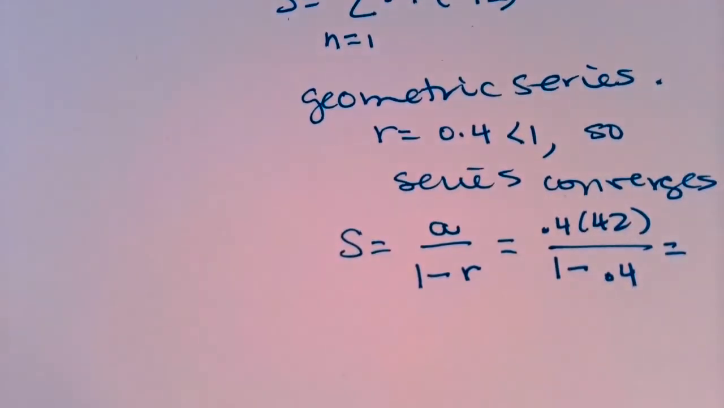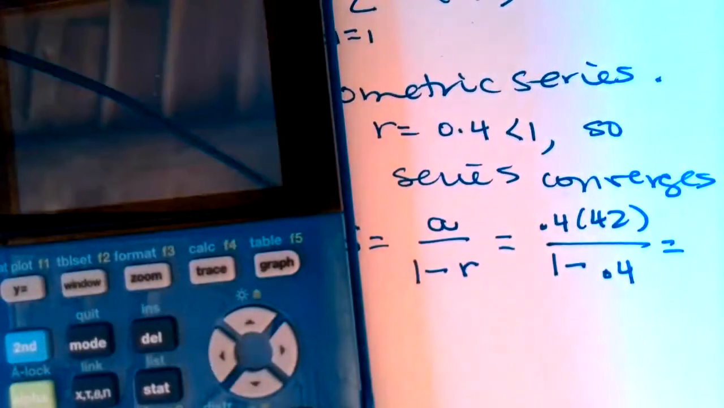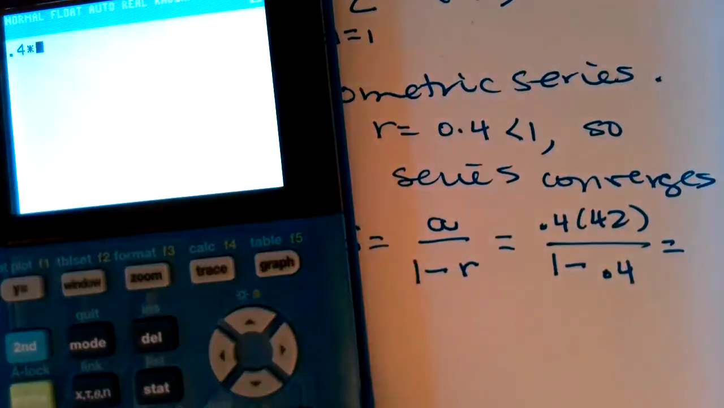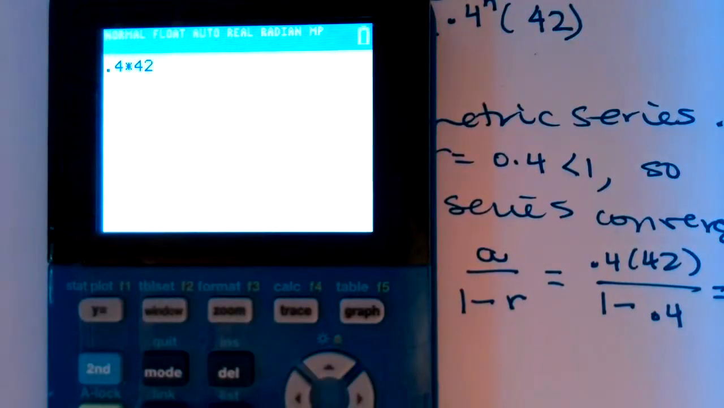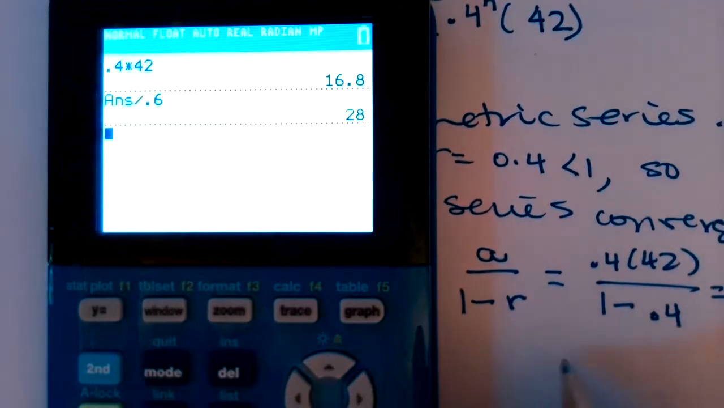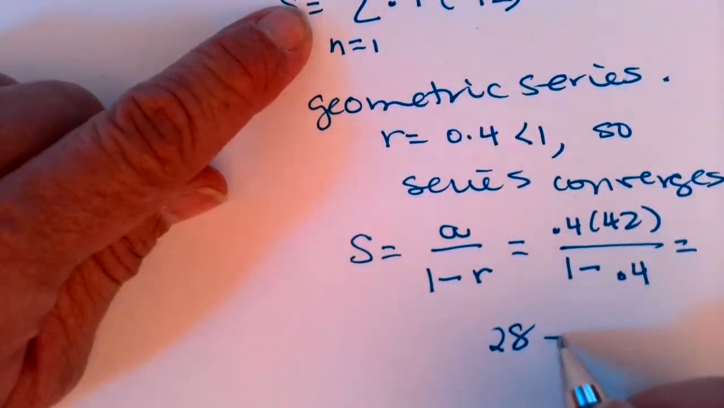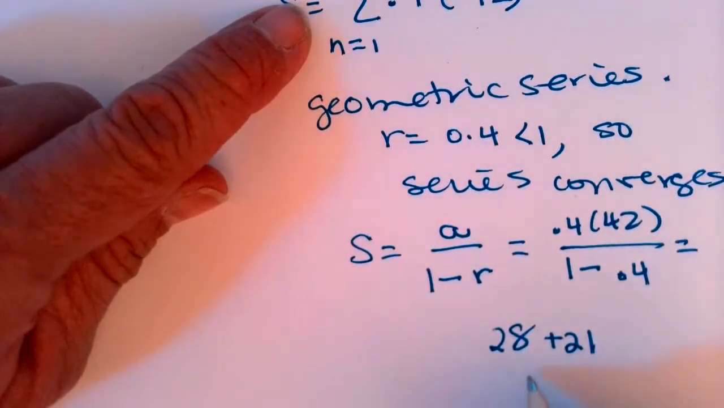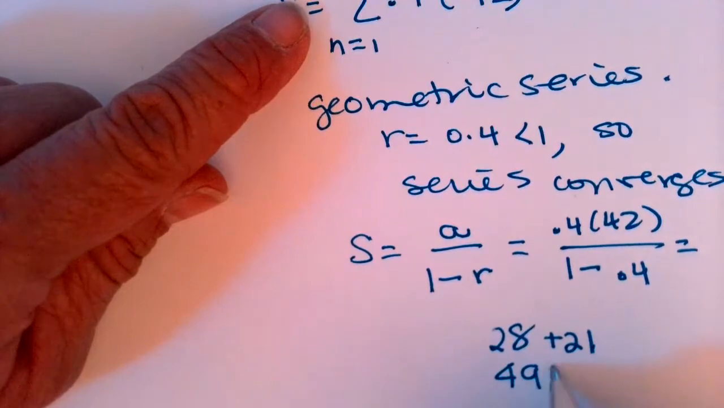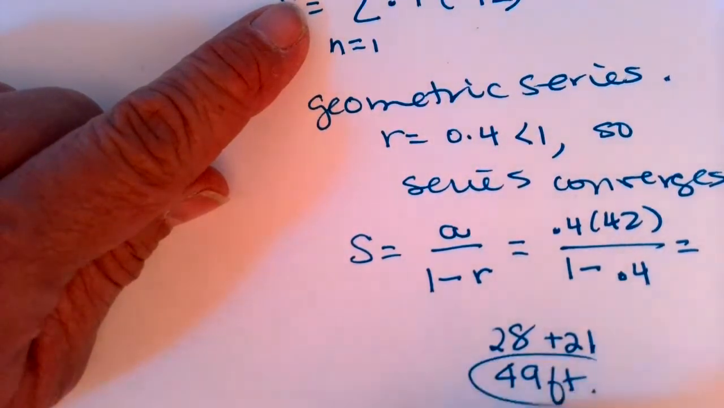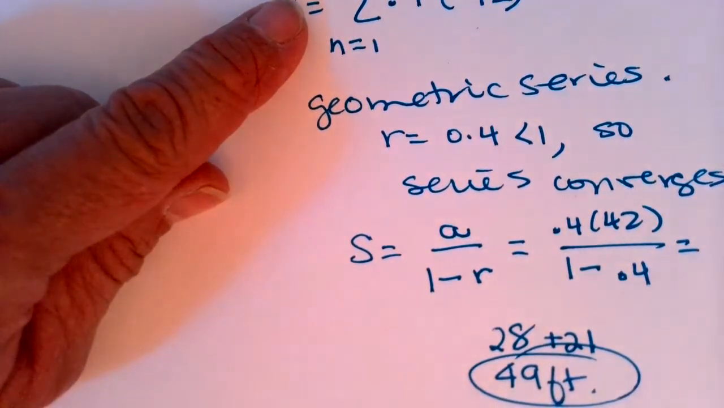So if I put that into my calculator, what do I get? 0.4 times 42 divided by 0.6 is 28. So 28, what did we have? Feet in the bouncing. And then I have the original fall of 21. So it looks like 49 feet would be the total distance that the ball travels.